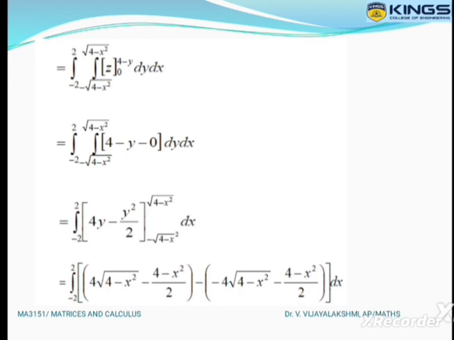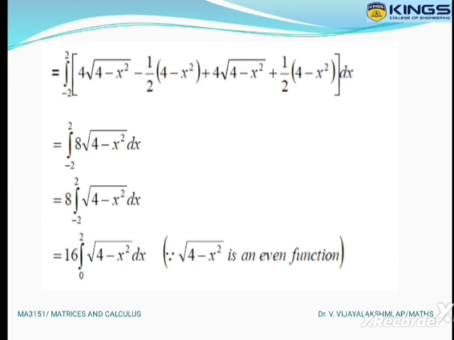So the first term is minus 4 into root of 4 minus x square minus 4 in minus x square by 2 into dx. Now simplifying these expressions, we will get minus 1 by 2 (4 minus x square) and plus 1 by 2 (4 minus x square). These two terms will be cancelled. So we will get 8 into root of 4 minus x square dx. Here 8 is a constant term, so it can be taken out. So 8 into integral minus 2 to 2 root of 4 minus x square dx.